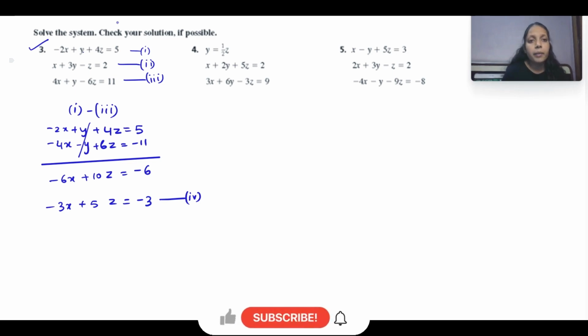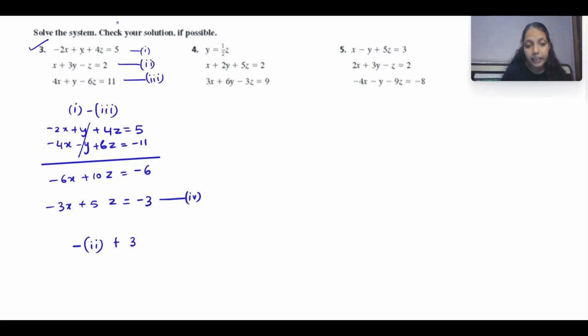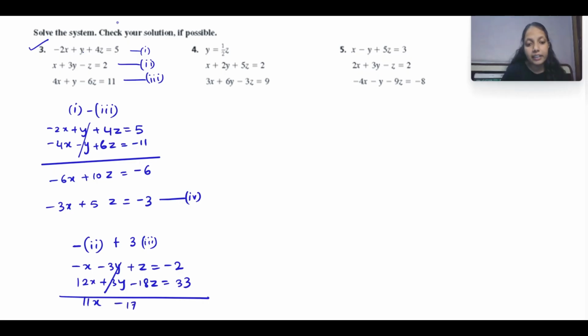Another we can do, multiplying the second equation with the negative. So second equation is multiplied by negative, added with 3 times the third equation. 3 times the third equation. So let's write minus x minus 3y plus z equals negative 2. 4 3s are 12x. 3y. 6 3s are 18z equals 33. This will cancel. 11x minus 17z equals 31. So this is our fifth equation.